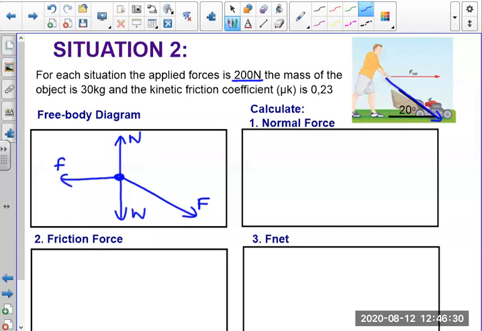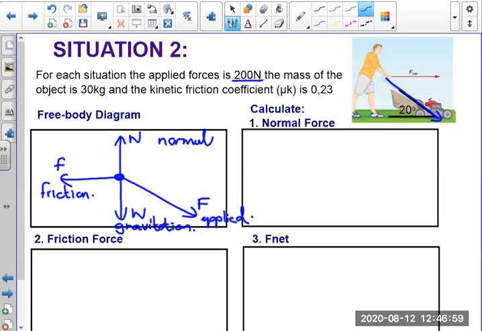Okay. Now, when I look at this, remember, you're going to write it out. This is your normal force. This is your applied force. This is the weight or the gravitational force. And then, of course, this is the friction force. Make sure that you have your arrow marks and that all the forces are going away from the dot.